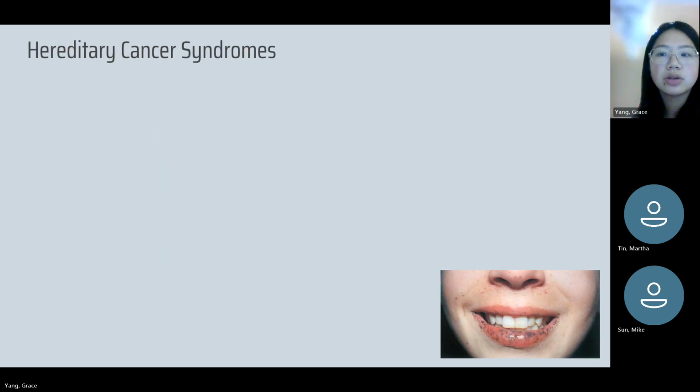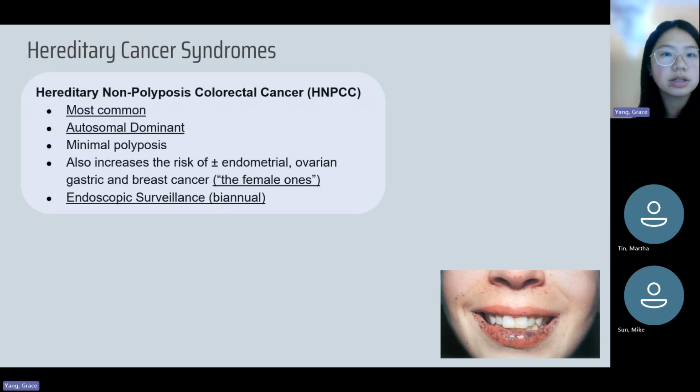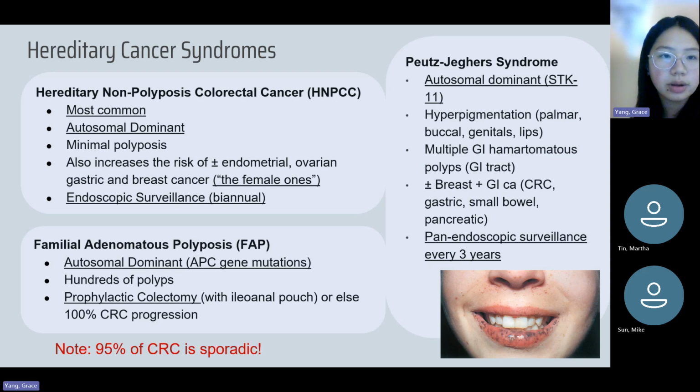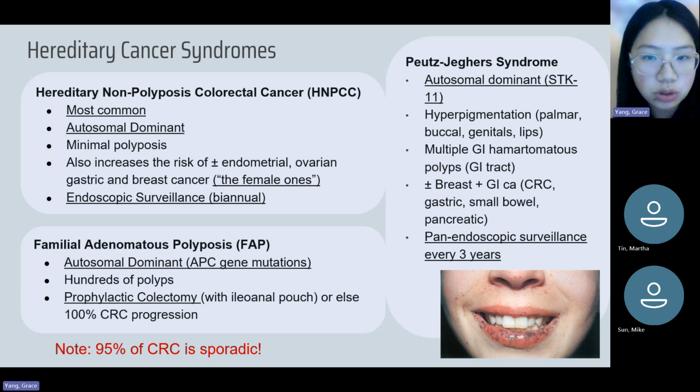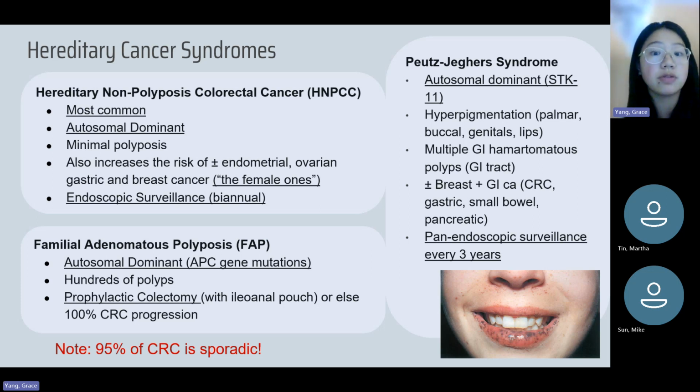So hereditary cancers, the most common is called HNPCC, and it's a dominant disease. It increases the chance of endometrial, ovarian, gastric, and breast cancer as well. So you can remember them as the female ones. And so you need biannual endoscopic surveillance. The next most common is FAP, familial adenomatous polyposis, and this is also autosomal dominant.